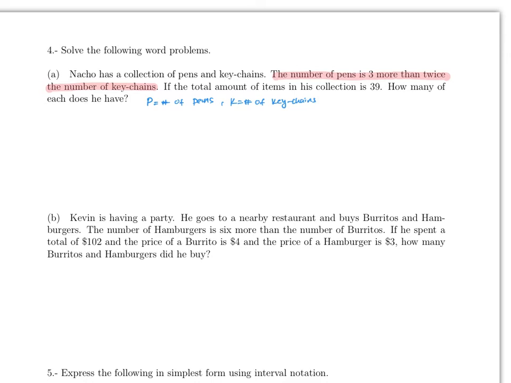How do we write an equation like that? It says the number of pens, which is P, is equal to 3 more than twice the number of keychains. So this will be 2k plus 3, or you can also write P equals 3 plus 2k, still the same thing. Now the total, well, total means what? Pens plus the keychains, so that means that p plus k is equal to 39. So these are the two equations you have.